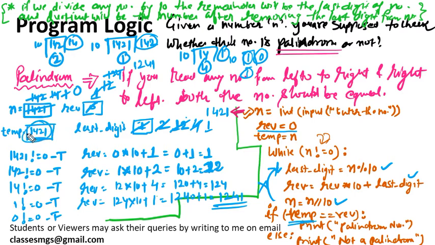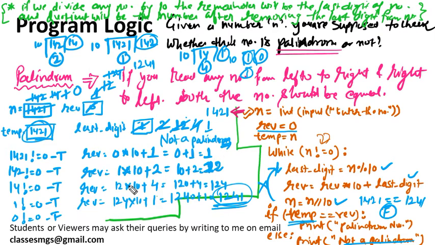Temp is having 1421, and what do we have in reverse? 1421 is equal to 1241. Is it the same? No, the condition is false. So we will print not a palindrome. So the output will be the not a palindrome number. So this is how this logic will work.